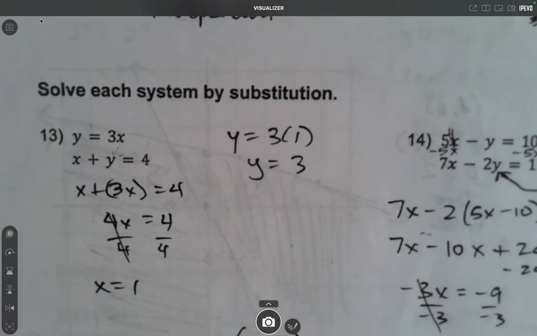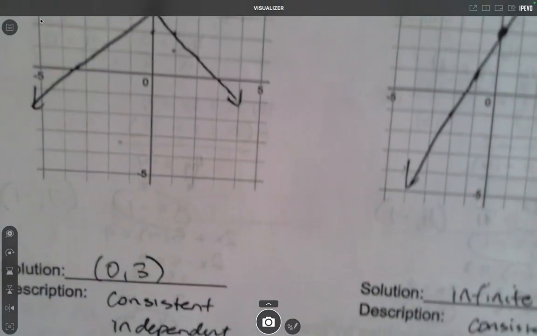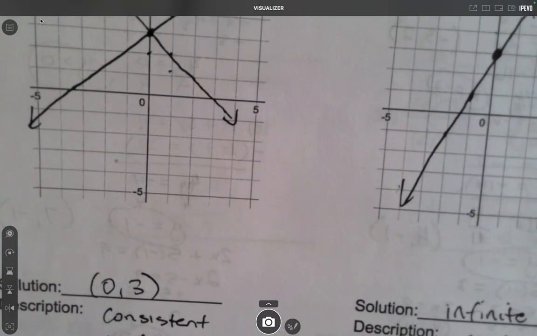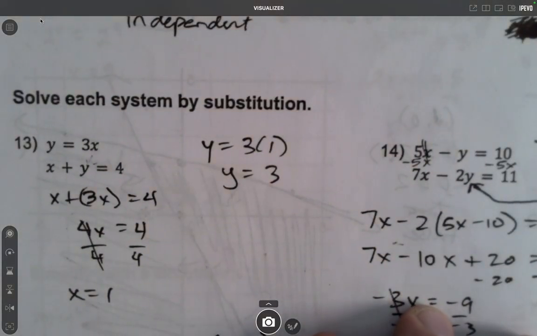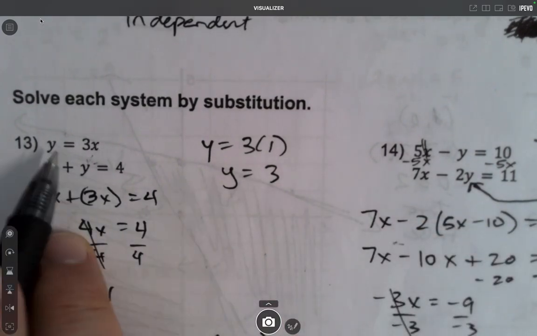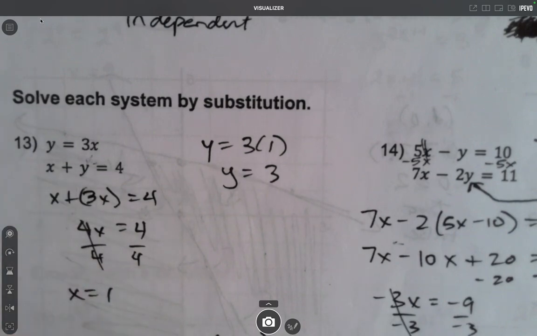Switching gears to systems of equations. That's when you have at least two equations. And just like with the graphs, we were trying to find out where do they overlap, where are they the same. We're doing the same thing with these equations. We're just trying to figure out, instead of with a graph, with algebra, where do these two meet? What value of x and y would make these two the same?